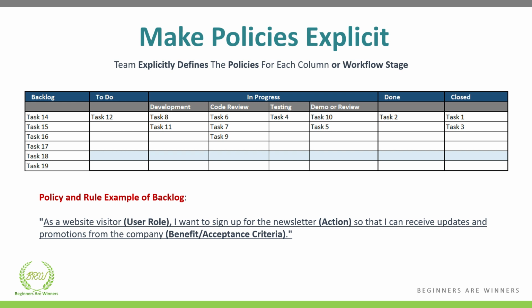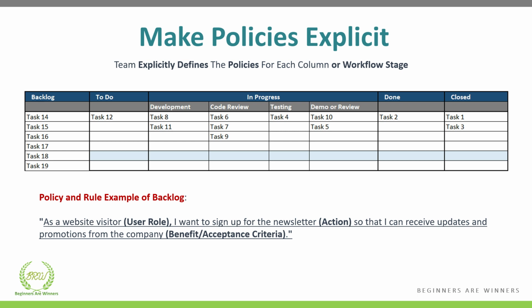Here, the team must make the policies very clear in detail, leaving no room for confusion or any doubt. The team should explicitly define the policies for each column or workflow stage. It's like strict rules which are agreed mutually within the team to make sure of maintaining high professionalism and team standards. Starting from the backlog, the tasks should be written in a user story format.